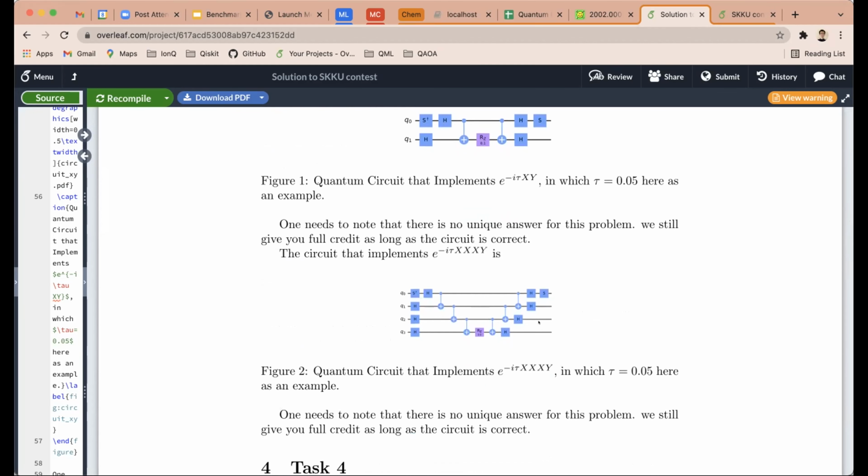And similarly, you can figure out this for the e to the minus i tau xxxy term.